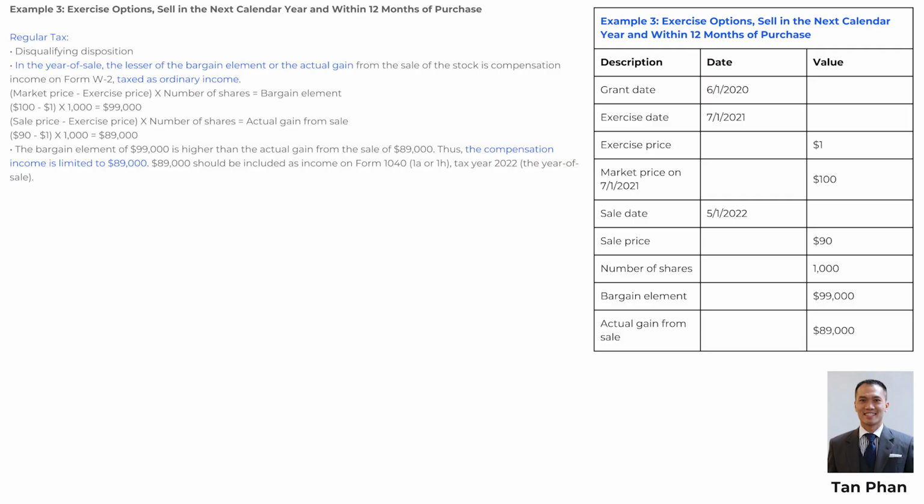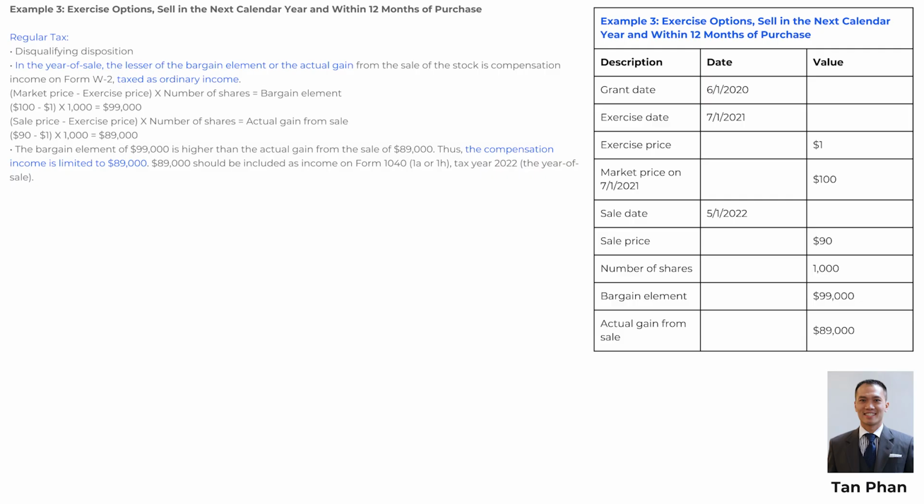Taxed as earned income. Market price minus exercise price times number of shares equal bargain element. $100 minus $1 times 1,000 equal $99,000. Sale price minus exercise price times number of shares equal actual gain from the sale. $90 minus $1 times 1,000 equal $89,000.